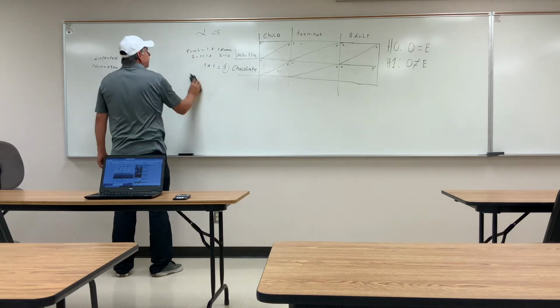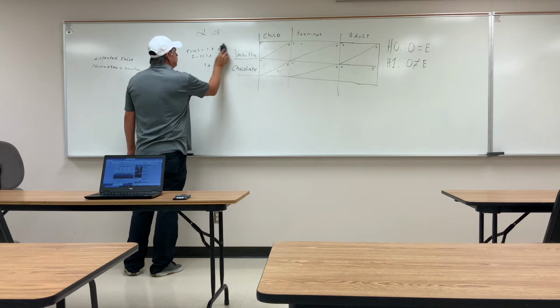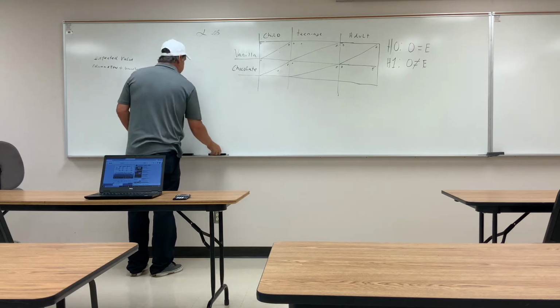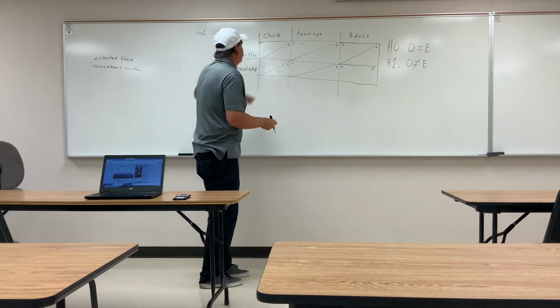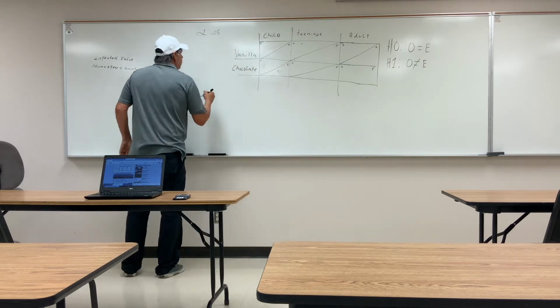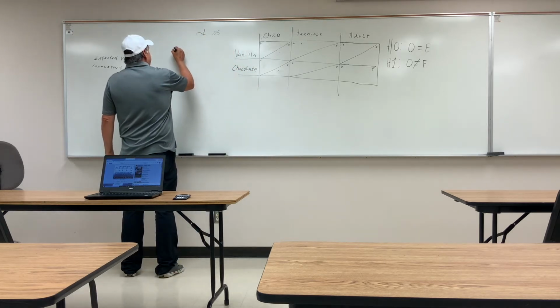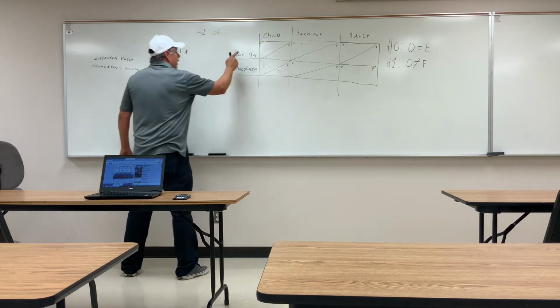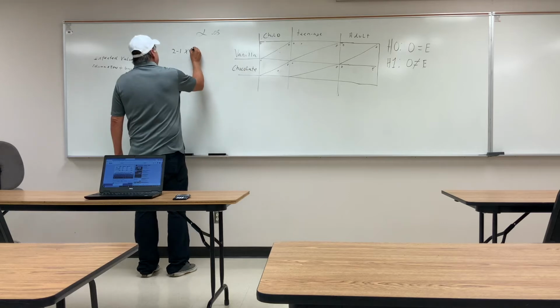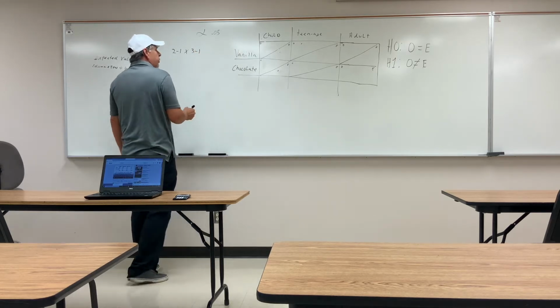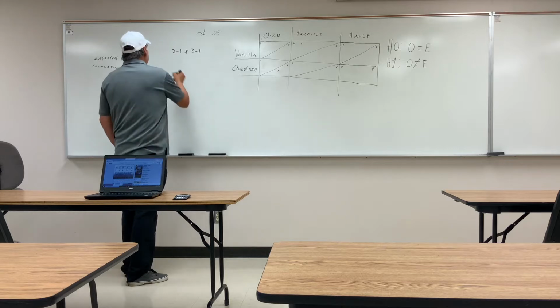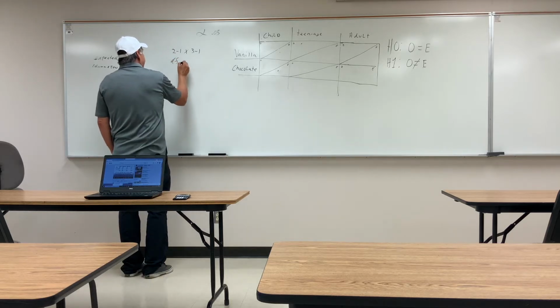let me erase all this stuff here. So we'll just go with rows. How many rows do we have? Well, we got 2. I've got 2 rows minus 1 times, how many columns do I have? 3. 3 columns minus 1. So that's how we're going to determine our degrees of freedom.